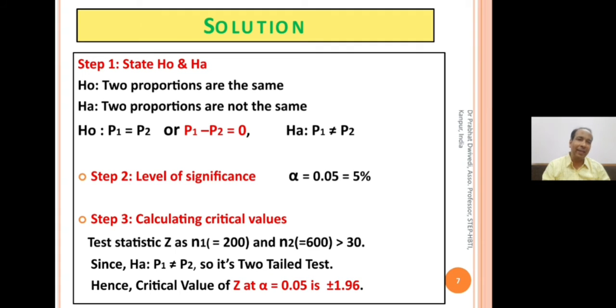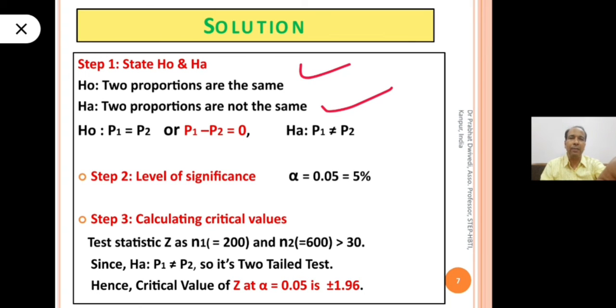As I told you earlier, the 5-step hypothesis procedure. According to that, step 1 is to state the null and alternative hypothesis. The null hypothesis is that two proportions are the same. Against that, the alternative hypothesis is that two proportions are not the same.